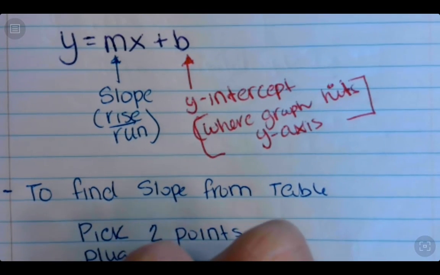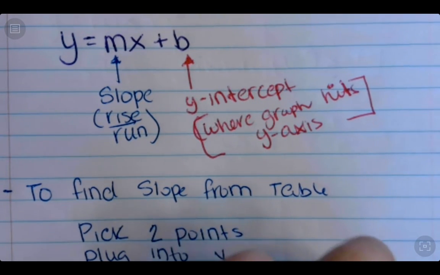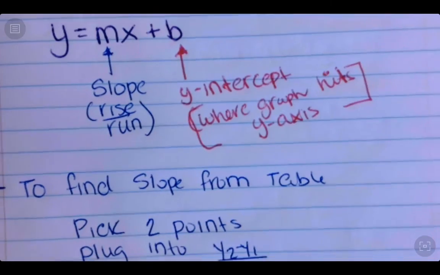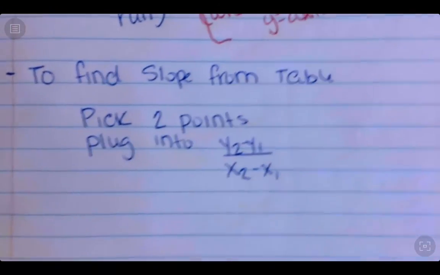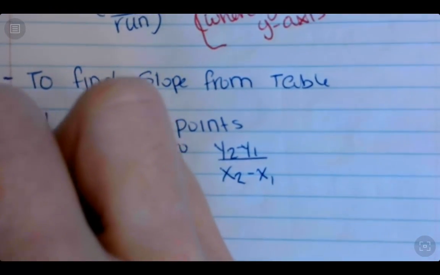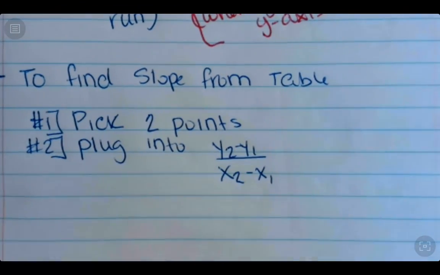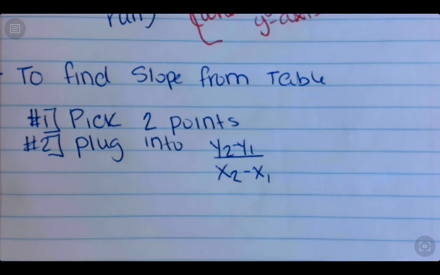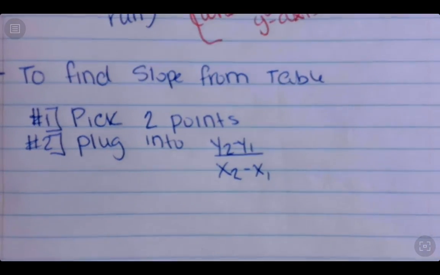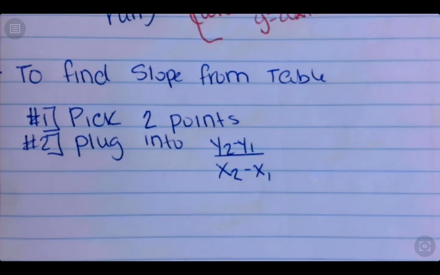Then you are going to plug into your formula of y2 minus y1 over x2 minus x1. Again, you're going to pick 2 points. That's step 1. You're going to plug into that formula that we've talked about before, and then you have your slope. That's it. Easy enough?